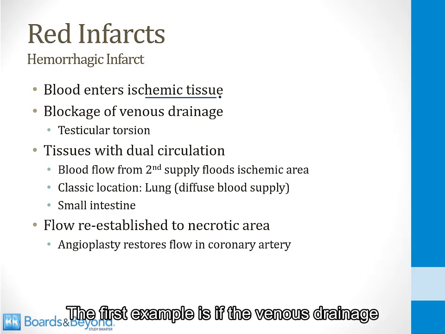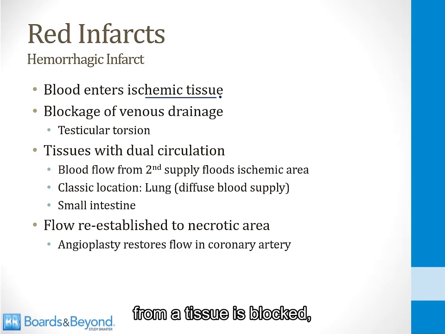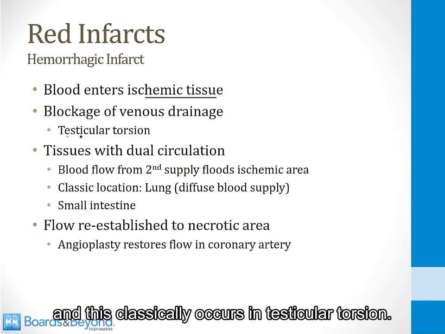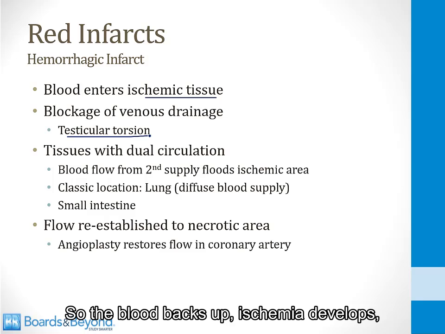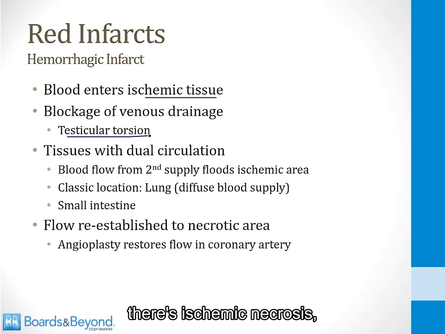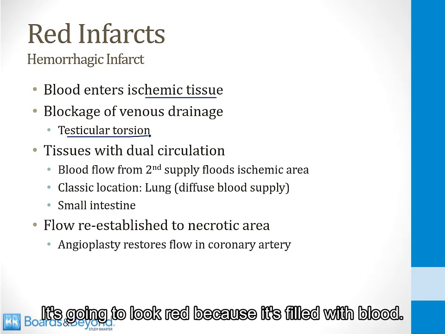The first example is if the venous drainage from a tissue is blocked, and this classically occurs in testicular torsion. So in torsion, the testicle's blood cannot drain, so the blood backs up, ischemia develops, there's ischemic necrosis, but the testicle is not going to look white, it's going to look red because it's filled with blood.